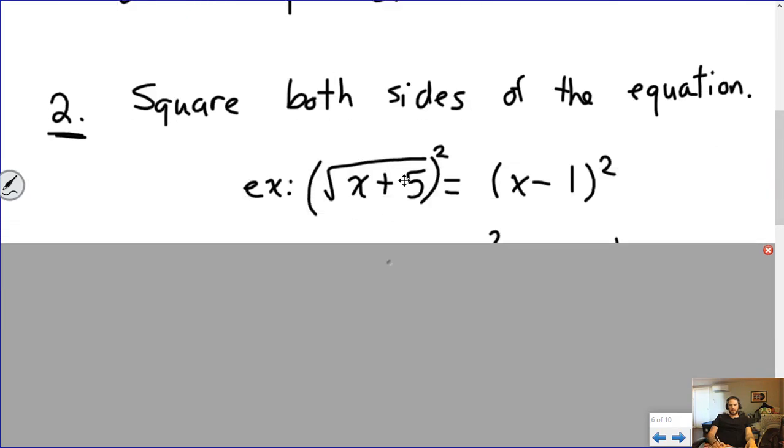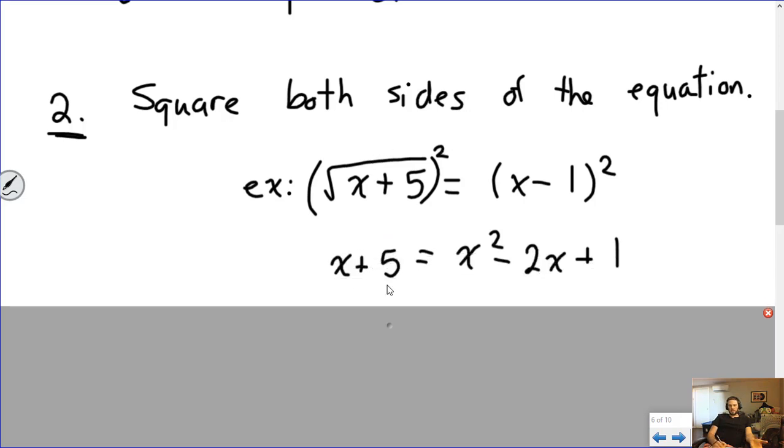So for this question, where the x plus 5 underneath the radical was already isolated, I'm going to take the square of both sides. And again, the nice thing is when I take the square of a square root, those are inverse operations, so we're just left with x plus 5. Now, on my right-hand side, we're taking the square of a binomial, so this needs to get FOILed, right? x minus 1 squared is the same thing as x minus 1 times x minus 1.